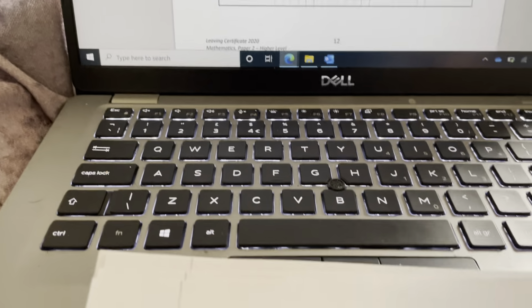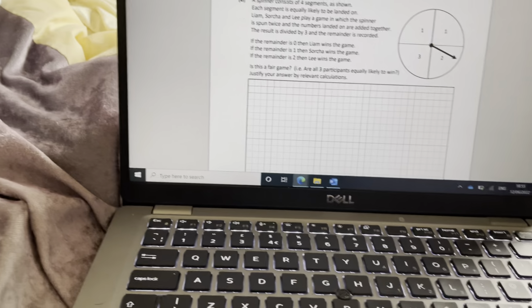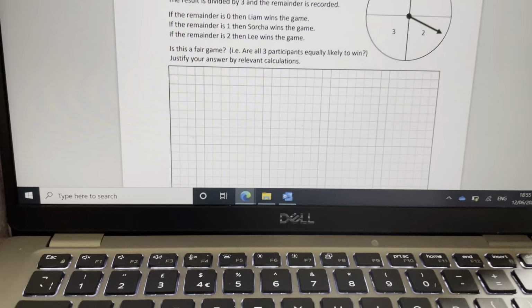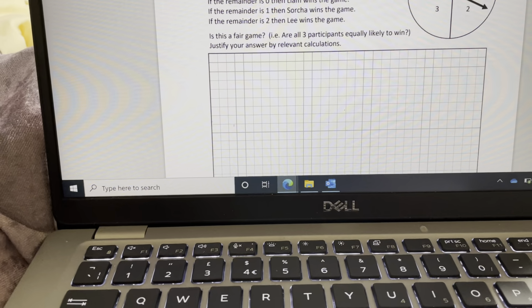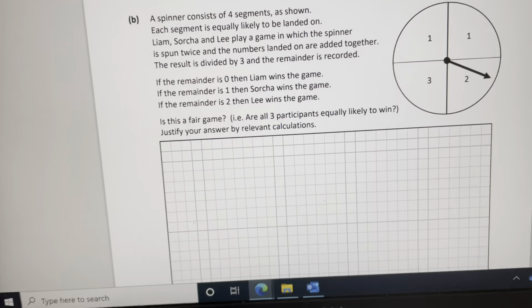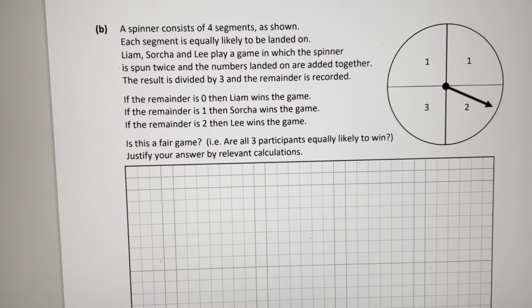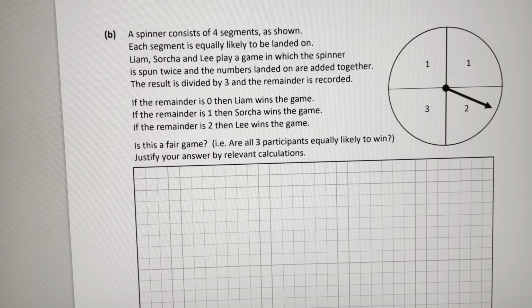All right. Okay. Yeah, this spinner question is kind of a nice one. Let's have a look at it. If you like, you could draw out a tree, and these trees are kind of useful. So you have a spinner with 4 segments and 3 different numbers, and you get a remainder when you add them.